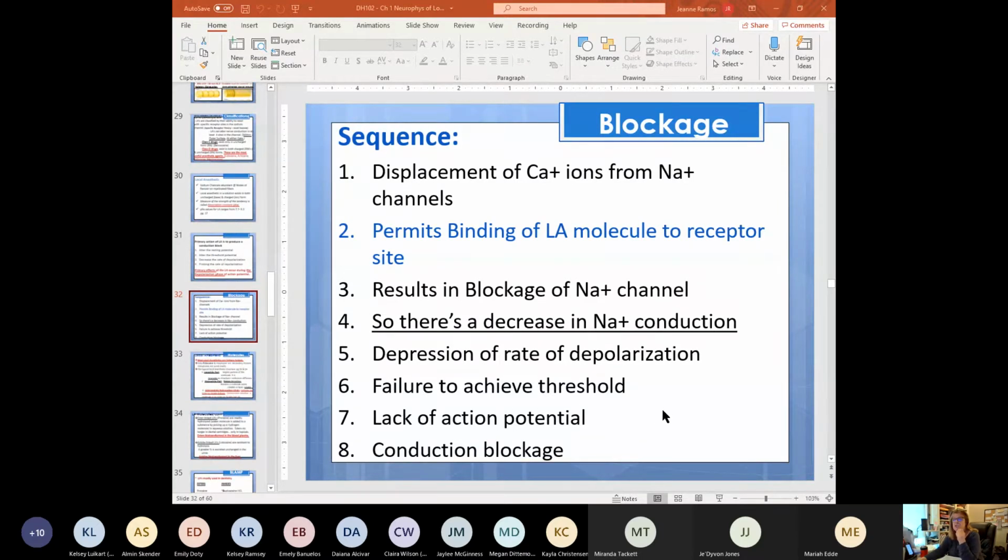It's a failure to achieve the threshold, that firing threshold. If it's numb right there, and we're scaling on a tooth that should be hurting them a whole bunch, then it's being blocked. It can't ever get to that 15 millivolt change, that firing potential, because we blocked it. So then there's a lack of action potential or pain potential going forward, and then you have conduction blockage.